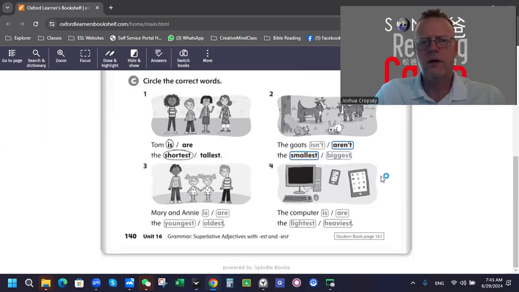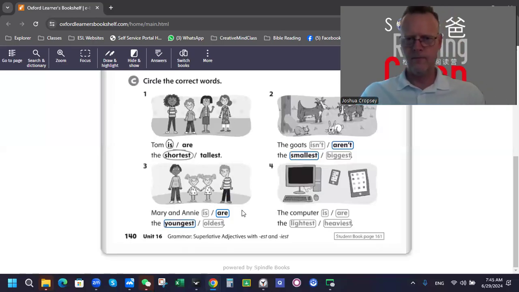Number 3, Mary and Anne. Two people. So we have to use are. It's got to be talking about the two girls, right? Because Mary and Anne are the, and they're definitely younger, smaller than the other two. The computer, okay, singular, one computer, is the heaviest. All the other objects are much smaller, so yes, it will be the heaviest.